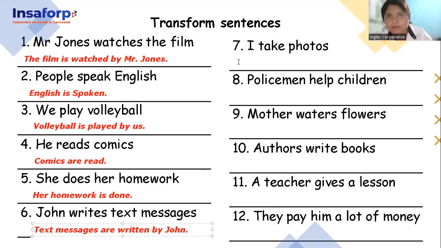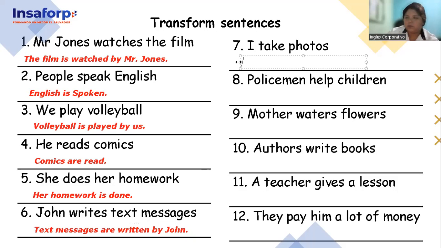Let's see, 7. I take photos. Photos were taken by me. Photos are taken. Okay, so in this case, I think it's not really necessary to mention that, if you don't want to mention it. Photos are taken.